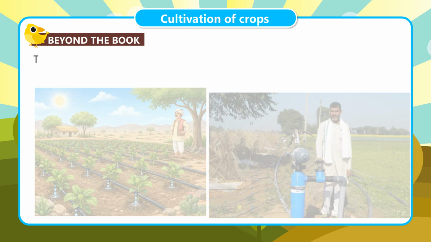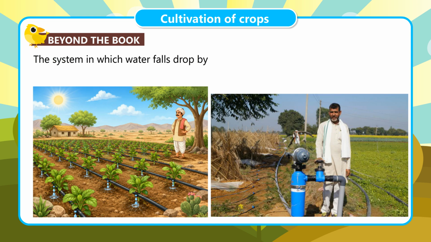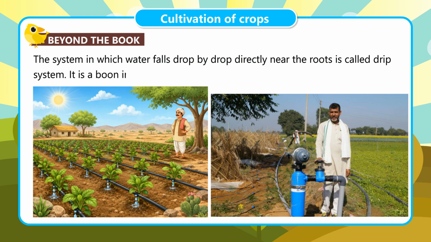Beyond the book. The system in which water falls drop by drop directly near the roots is called the drip system. It is a boon in regions where availability of water is poor.